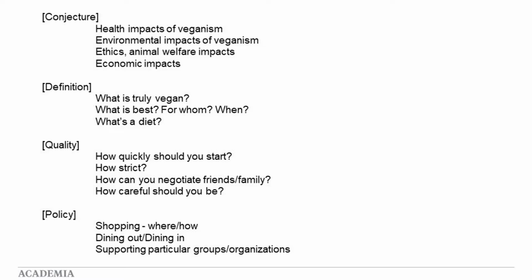Can children do it? Is it good for babies? Is it good for family pets? All these things come up. And then what's a diet? Is it even good to have a diet? You might want to take on that position as well.